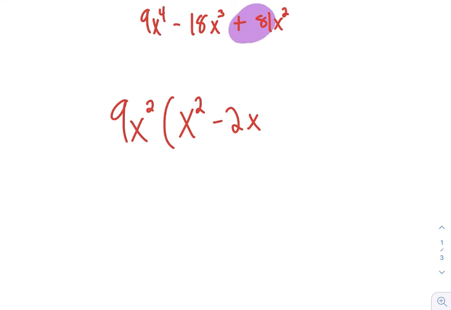And then 81 divided by 9 is 9. And here 2 minus 2 is 0. Now when you get a 0 for the remaining exponent, you're just going to get rid of that variable. X to the power of 0 is 1. 9 times 1 is just 9, so we're going to leave it like that. And there you go.